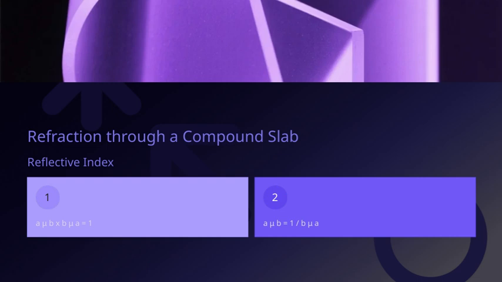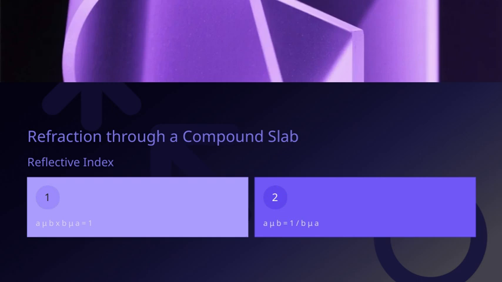Next, observe that when you multiply aμb by bμa, the result is 1. This simply confirms that these quantities are inverses of each other, which is a key point in understanding how light interacts with different materials. Now, moving on to the concept of the refractive index, which is central to understanding refraction through a compound slab. As light passes through multiple layers, each with its own properties, these relationships help us predict how the light will bend or slow down.